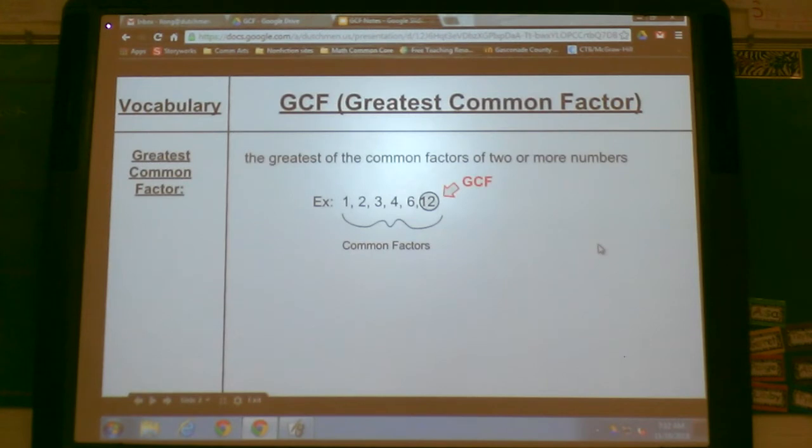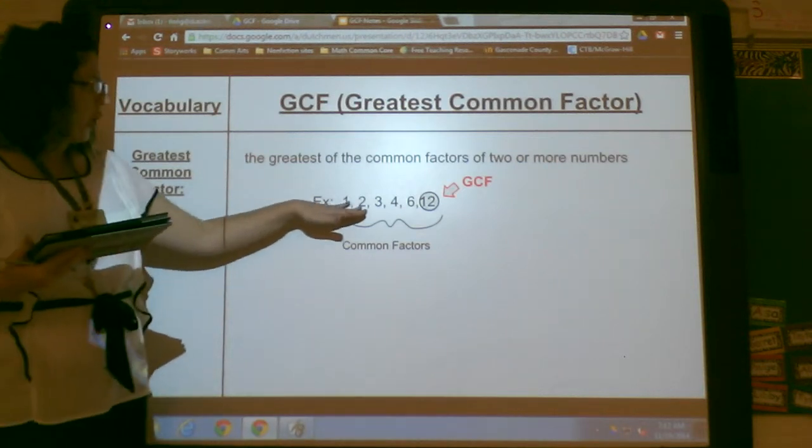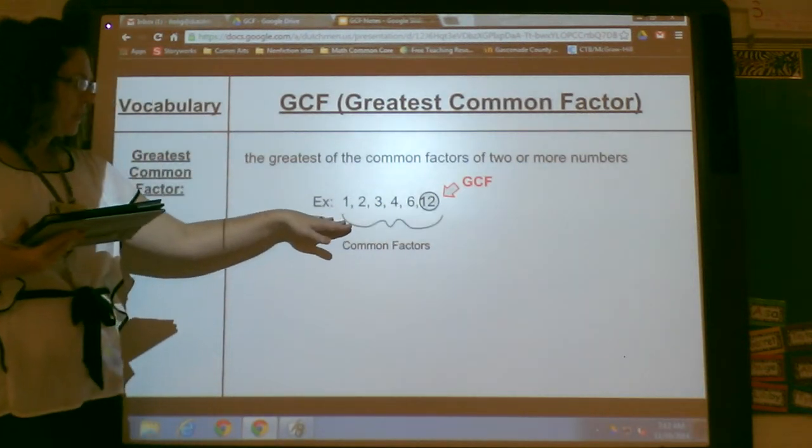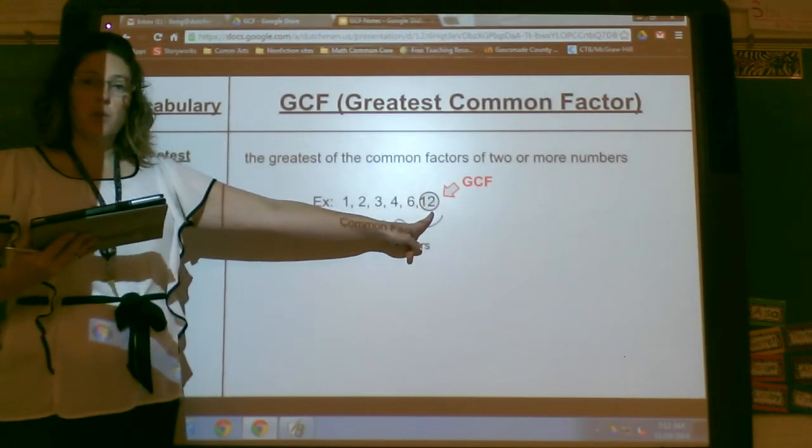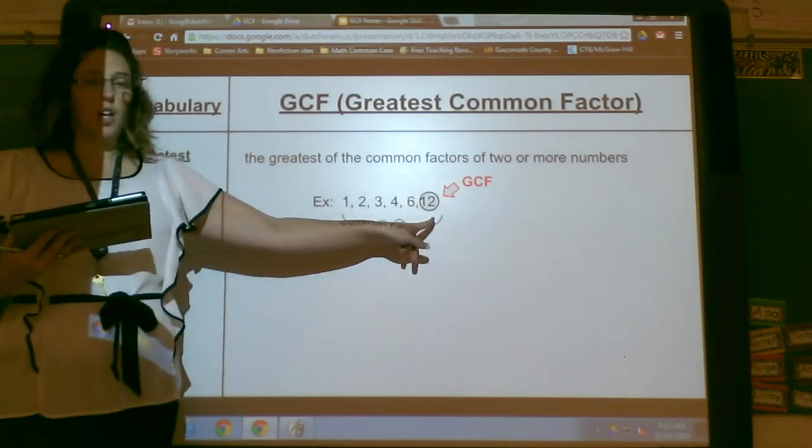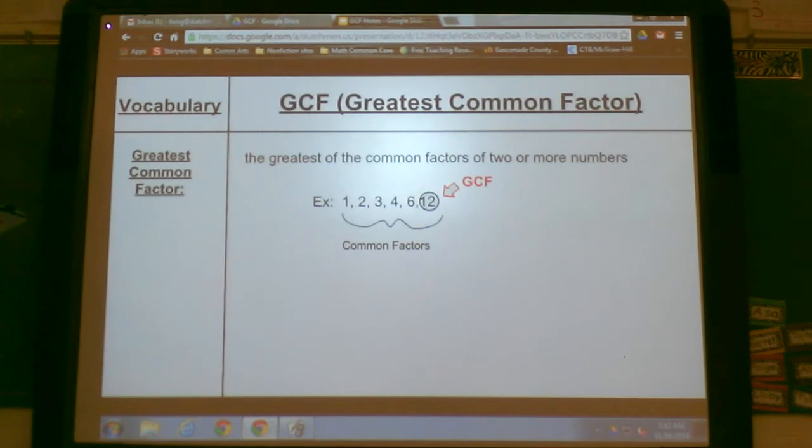And then the final vocab word we have is greatest common factor. The greatest of the common factors of two or more numbers. So of all these factors they have in common, the largest or the biggest number is your greatest common factor. So it would be 12 for this one.